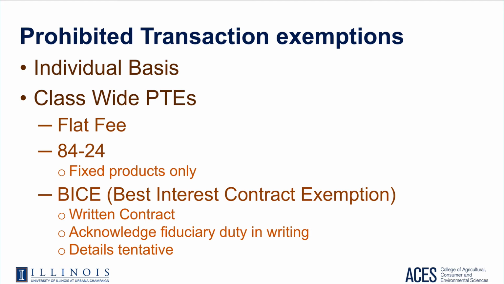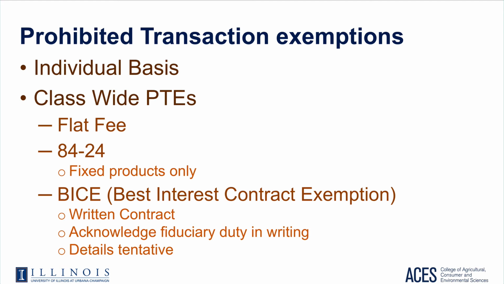And the biggest one is called the best interest contract exemption, or BICE. This is the largest class-wide prohibited transaction exemption. And in this case, you're going to need a written contract between a financial institution and a consumer. You need to acknowledge that you're a fiduciary in writing. And unfortunately, the details are still a little tentative, going through revision with the SEC and also with an executive review that was had in February.